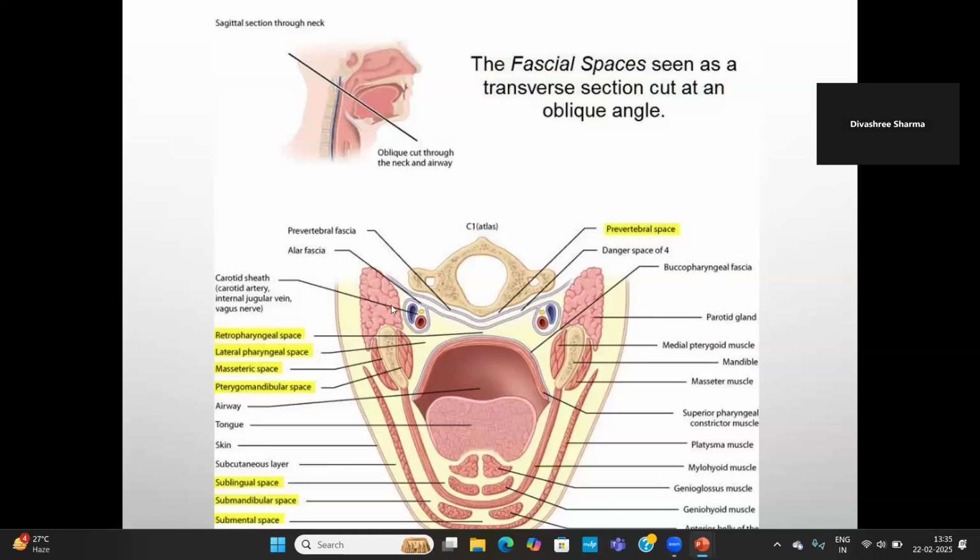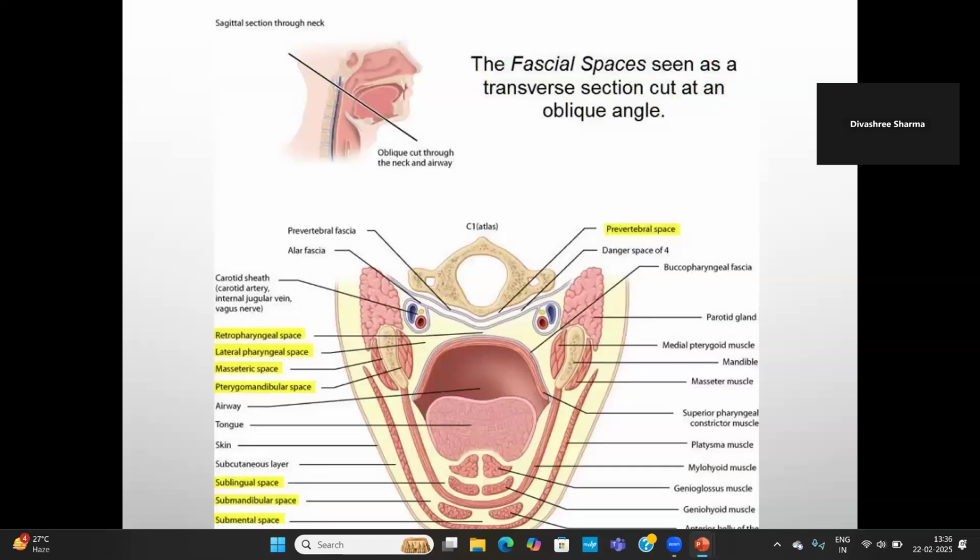The lateral pharyngeal space also contains the carotid sheath, which encompasses the carotid artery, the internal jugular vein, and the vagus nerve, as can be seen here. So now, since we have gone through this diagram, let us revise the boundaries of the lateral pharyngeal space again.